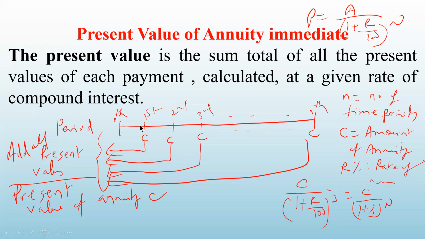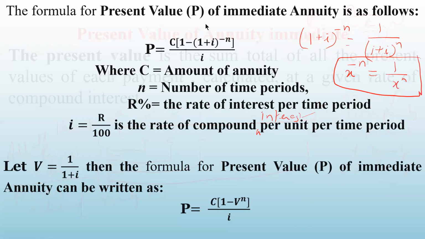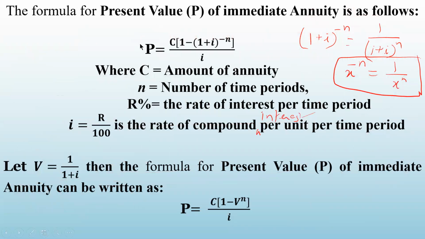If you are calculating for the first installment, n will be 1. For the second installment, n will be 2. For the last one, it will be C divided by (1 plus I) raised to n. And when you add all these present values, then you will arrive at the present value of all these installments, the annuity. So this is the formula for finding the present value: P equal to C into (1 minus (1 plus I) raised to power minus n) divided by I.